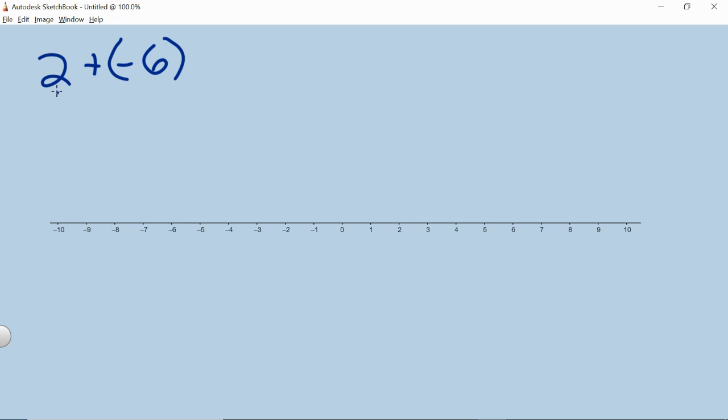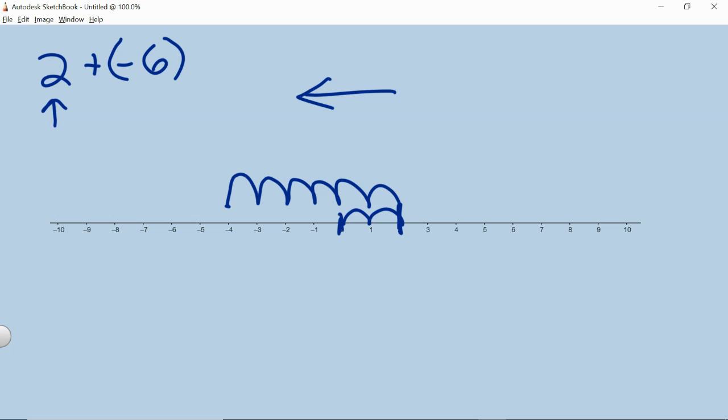Okay, so we're going to start at 2. So we're going to go 1, 2 to the left. We start right there. And now we're going to add negative 6. Well, adding a negative means we're getting smaller. We're going to the left on the number line. So we're going to count to the left. 1, 2, 3, 4, 5, 6. And that takes us past 0 and into the negatives over here. That takes us all the way over to negative 4.